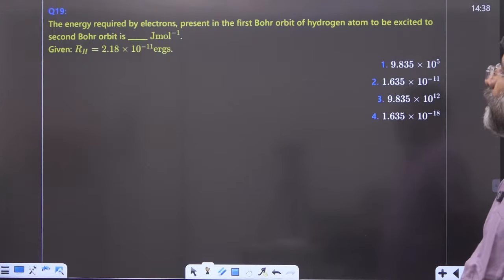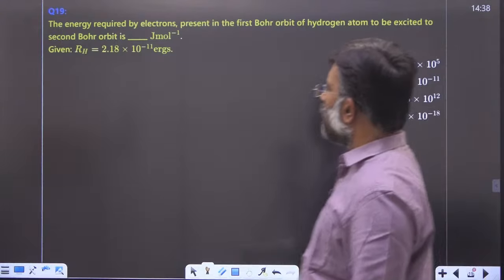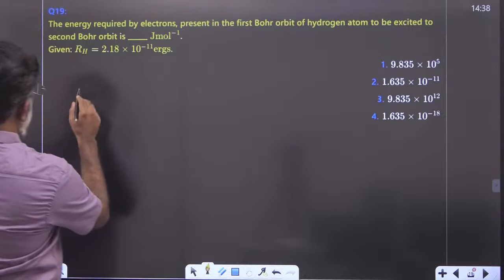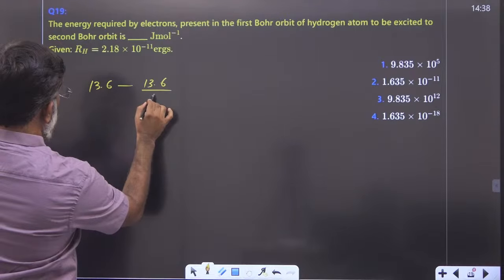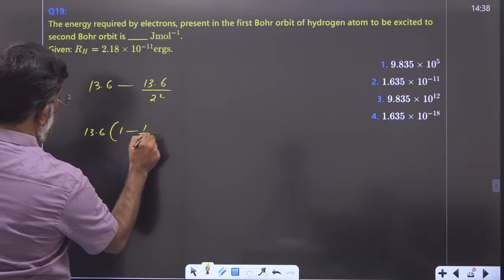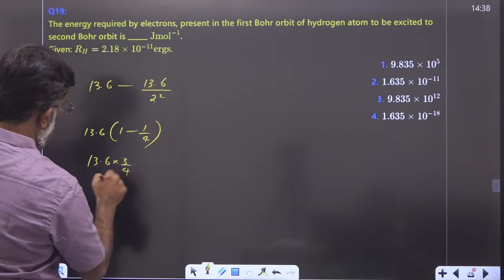19. The energy required by electrons present in the first Bohr orbit of hydrogen atom to be excited to second Bohr orbit. What is it? First Bohr orbit 13.6, second Bohr orbit 13.6 divided by 2 square. So it is 13.6 into 1 minus 1 by 4. It will be 13.6 into 3 by 4.